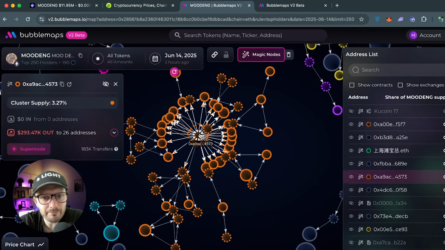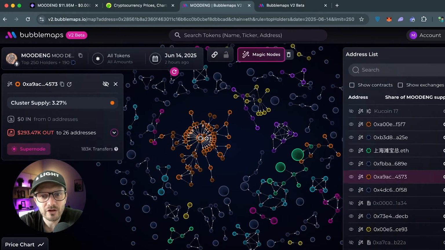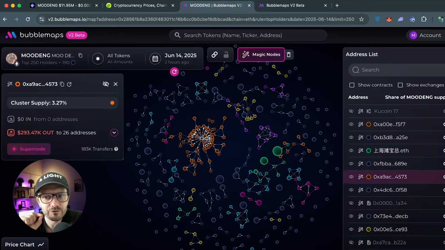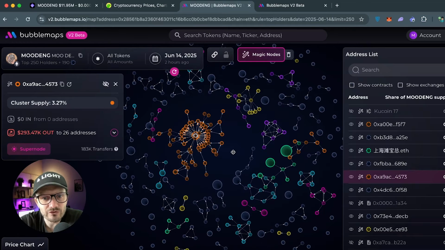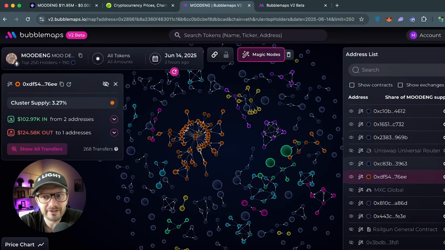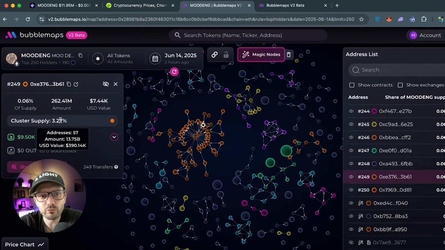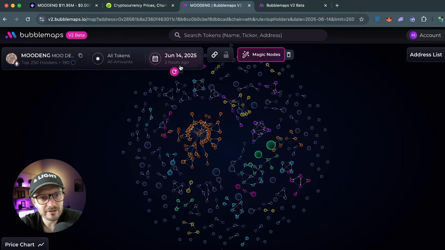So this is one big cluster of holders, and all of them can hold a small amount of tokens, even 0. For example, this one holds 0.20, this one holds like 0. But this whole cluster in general holds 3.27% of total supply. So it's not a small amount. This is the present moment, how the connections look.